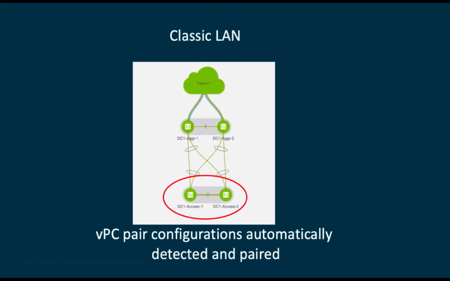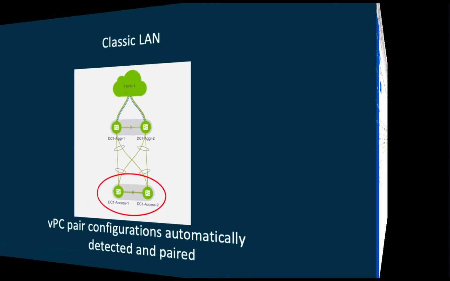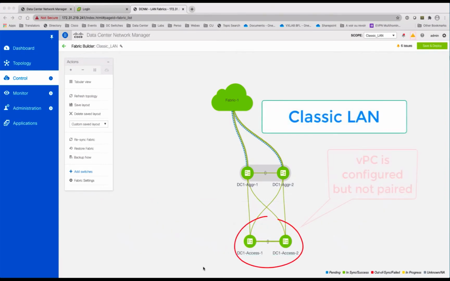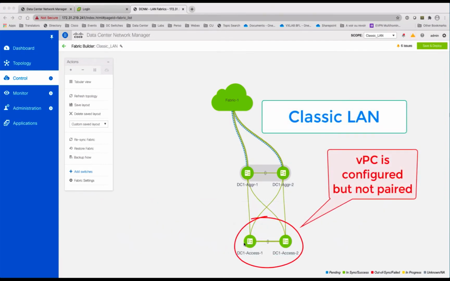In this scenario, you want to import a classic LAN, which already includes the VPC configurations deployed in production. And you want DCNM to detect the VPC pair configuration and to pair afterwards the 2 devices automatically. Go to the Fabric Builder and open the classic LAN fabric. You have already imported the access devices configured with a VPC domain. However, they are not paired from a DCNM point of view.